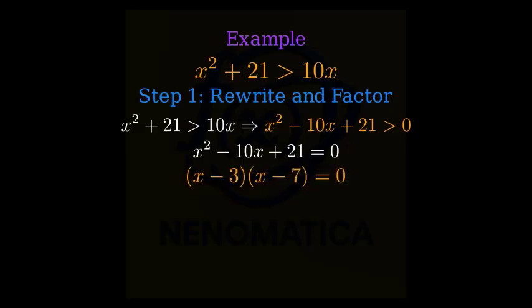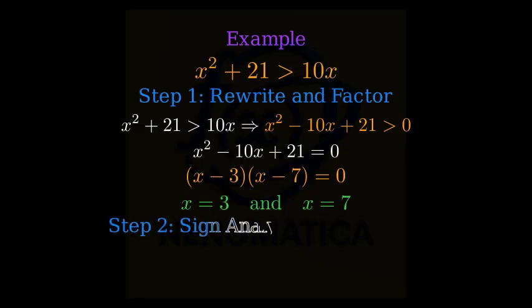We factor to get (x minus 3) times (x minus 7) equals 0. Therefore, the roots are x equals 3 and x equals 7. Step 2. Determine the sign of the quadratic expression.